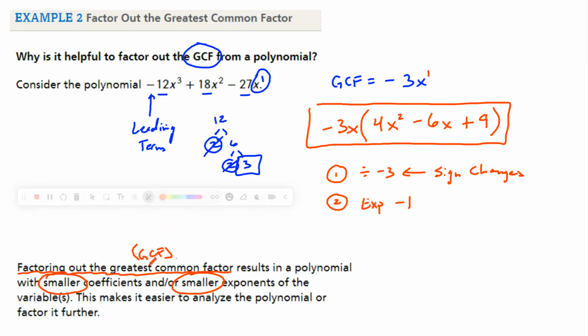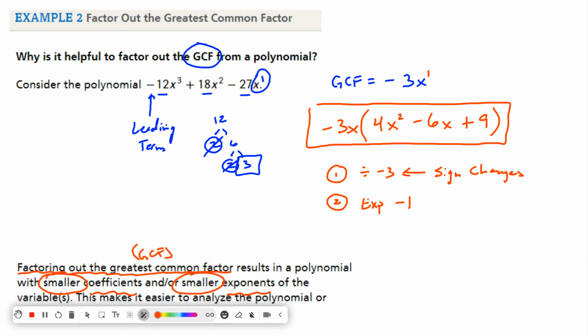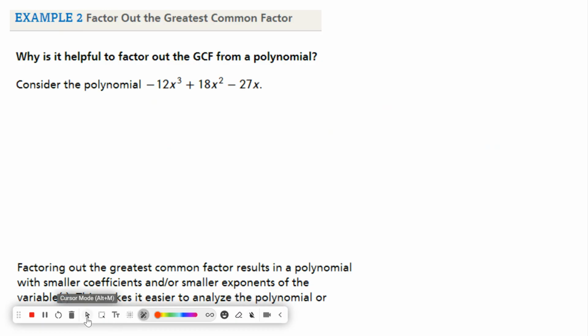So smaller coefficients with smaller exponents. And again, in math, sometimes it's easier to look at smaller things than bigger things, right? I'd rather deal with a single-digit number than a double or triple-digit number. Perfect. All right, last one here.